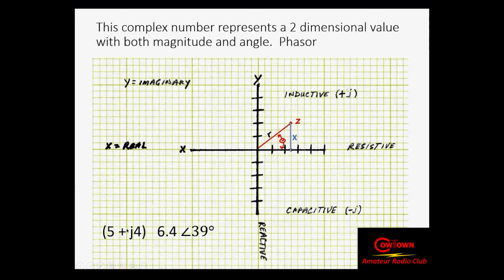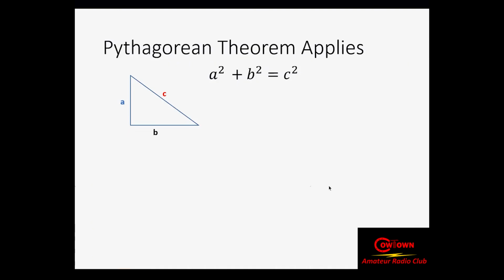Now, if I go through the process of converting it to polar coordinates, the magnitude is 6.4, and the phase angle is 39 degrees. The magnitude happens to be this R right here, the hypotenuse of this right triangle. And the phase angle, which uses the Greek letter theta, is this angle right here. You'll find tonight that particular phase angle is important. Since we're doing this based on a right triangle, we can use the Pythagorean theorem to manipulate these numbers.